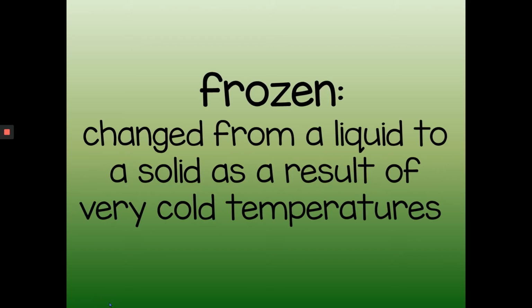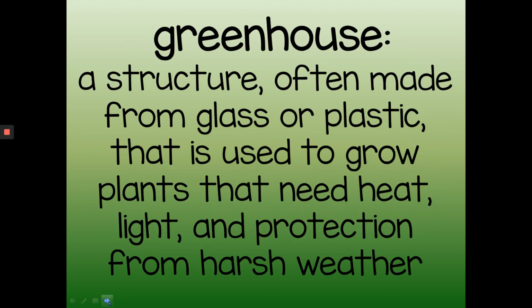Frozen. Something is frozen, it's changed from a liquid to a solid. That's a result of very cold temperatures. A greenhouse. A greenhouse is a structure that's often made from glass or plastic that's used to grow plants that need heat, light, and protection from harsh weather. So the greenhouse helps plants get all of the things that they need while they're growing inside.